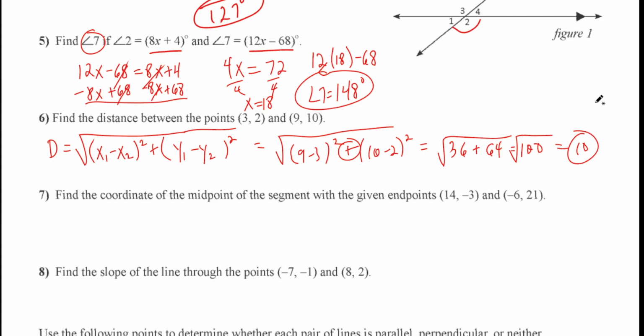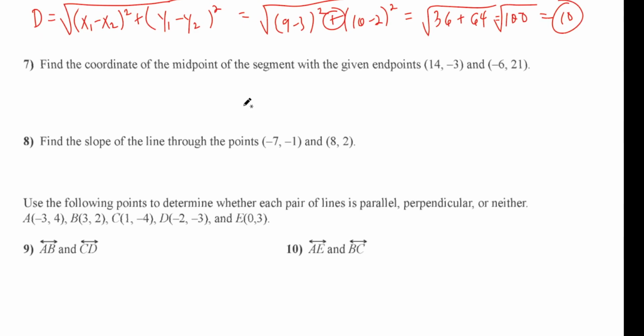Okay? If you left it as square root of 100, I believe I gave it to you. All right? Some of you guys wrote square root of 10. No, square root of 100 is not the same thing as square root of 10. Square root of 100 is the whole number 10. You with me? Okay, let's do number 7.